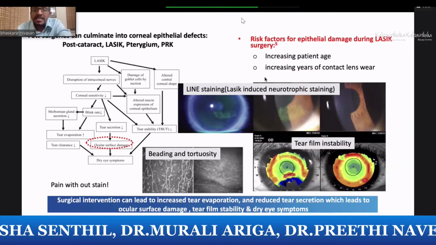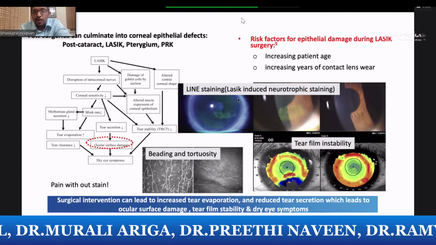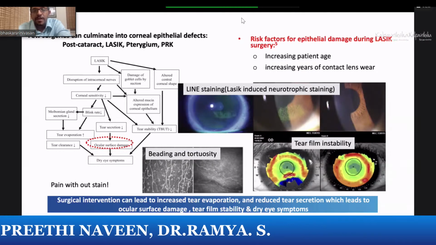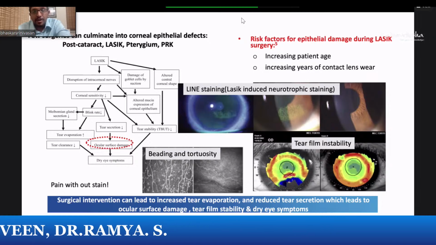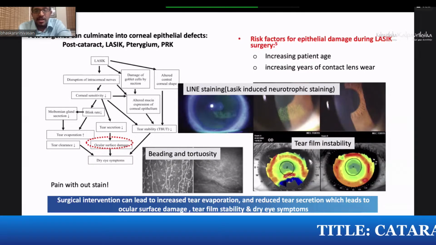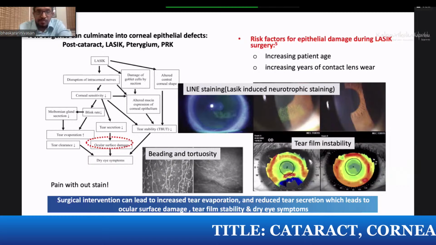Again, you have something called LINE, that is LASIK-induced neurotrophic epitheliopathy, which occurs at the superior 2/3 and inferior 1/3 junction as a linear pattern of staining. And you also have a concept of pain without stain, because you can have neuromas in post-LASIK patients, which can be responsible for neuralgic pain as such.